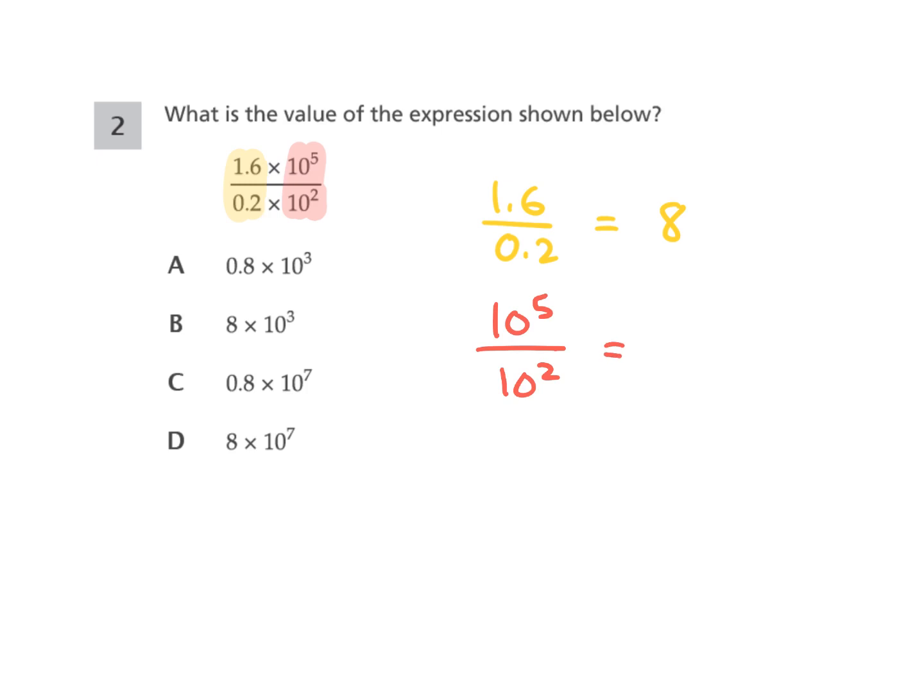Now over here, I'm going to use an exponent law because I have division of exponents where the bases are the same. So I can just subtract the exponents, making my calculation so easy. 5 minus 2 is 3, so 10 to the 3. And now I'm going to put everything together. 8 times 10 to the 3, which means it agrees with B, and that is my final answer.